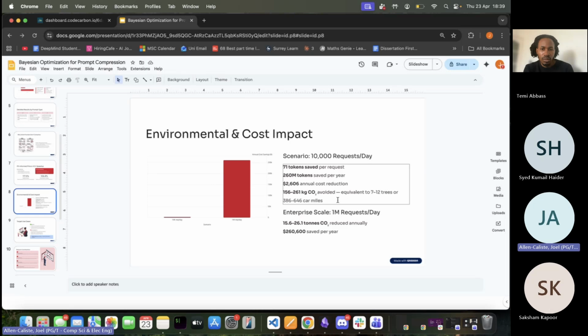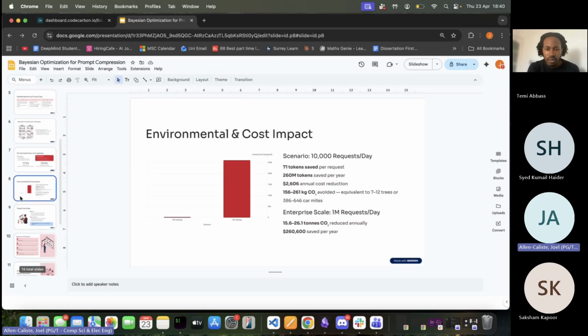Annual cost reduction of 2,500. And we're ranging anywhere between 150 to 250 kilograms of CO2 that could be avoided from the token reduction. So yeah, that's to summarize what I've been doing.